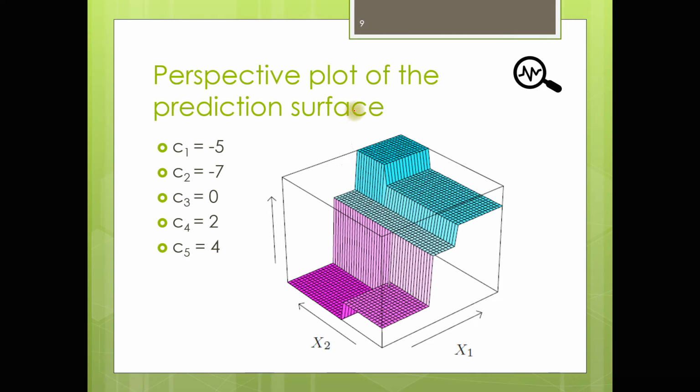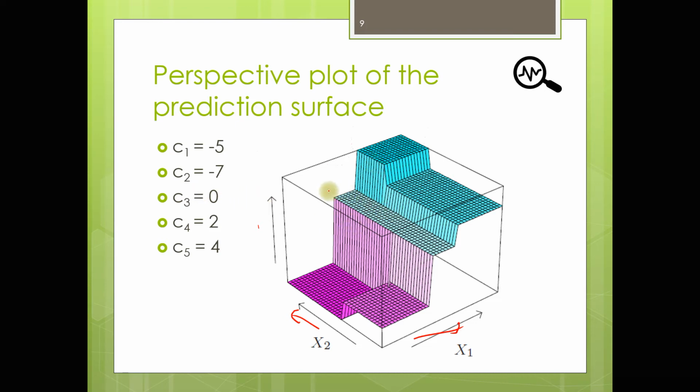Now you can consider the same thing in a three-dimensional space. If you consider this example, you can look at it as a perspective plot of the prediction surface. So what is happening here? Here you can see that x1 is here and x2 is here, but this vertical axis would basically represent the constant that is being fitted. You can have a look at the same thing that you saw in terms of rectangles now in a three-dimensional space where the constant is being fitted.